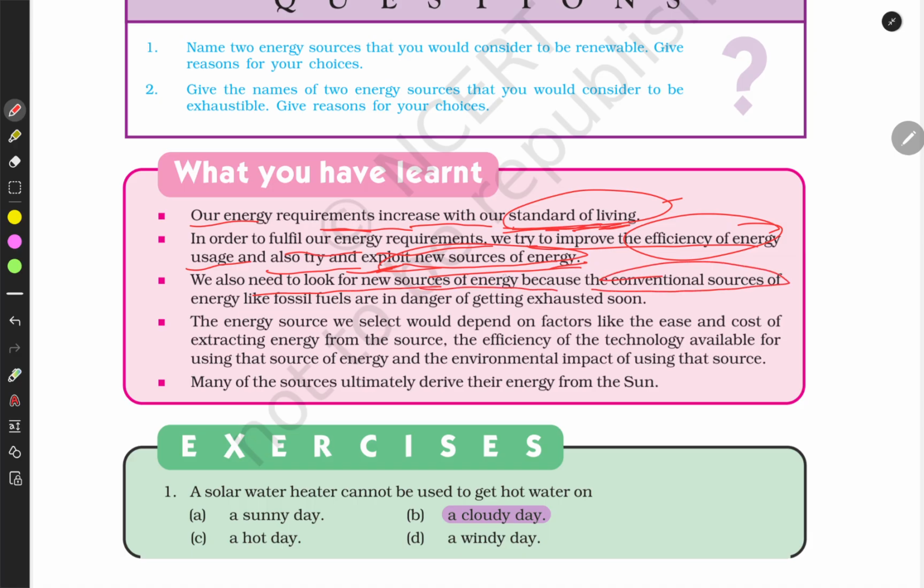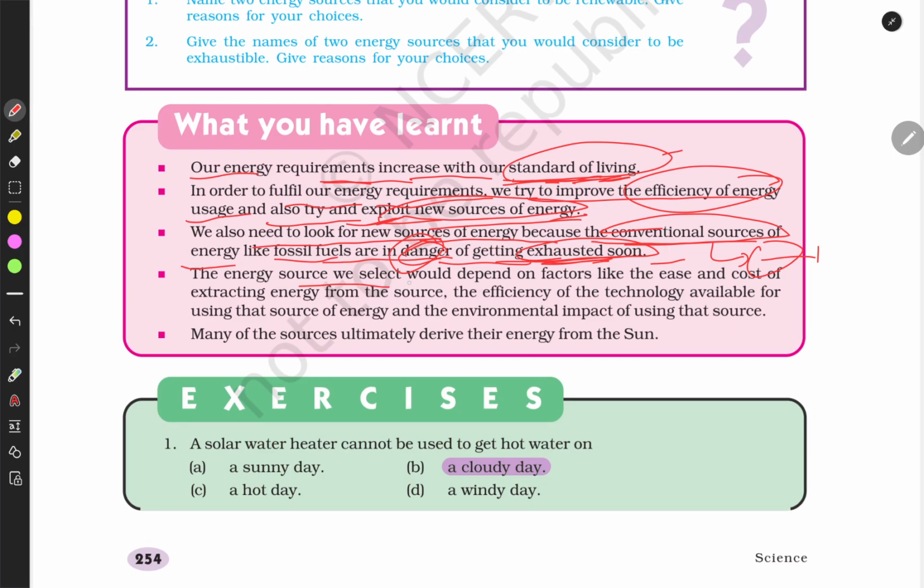We need to look for new resources of energy because the conventional sources of energy like fossil fuels are in danger and getting exhausted soon. Once they are used up, taken from the earth's surface, we cannot use them again. That is why we have to make a transition from the conventional sources to clean energy, like from wind, from water, from tidal energy, and from nuclear energy.